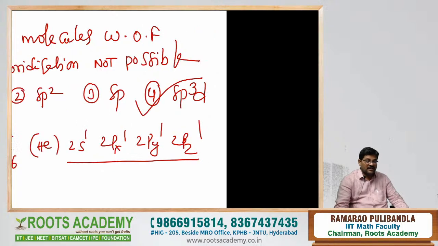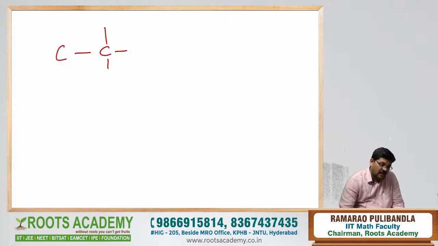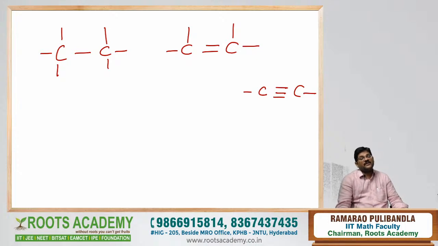Now go to the bond lengths. Now we discuss the concept of bond lengths, which is very, very important. Take the example of the alkane: a C-C single bond is available. In the alkene, a C=C double bond is available. In the alkyne, a C≡C triple bond is available. These bond lengths are also very important from the examination point of view. Some bits are given on the concept of these bond lengths.